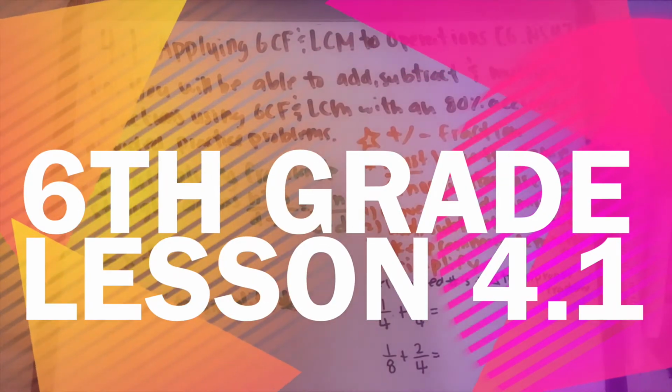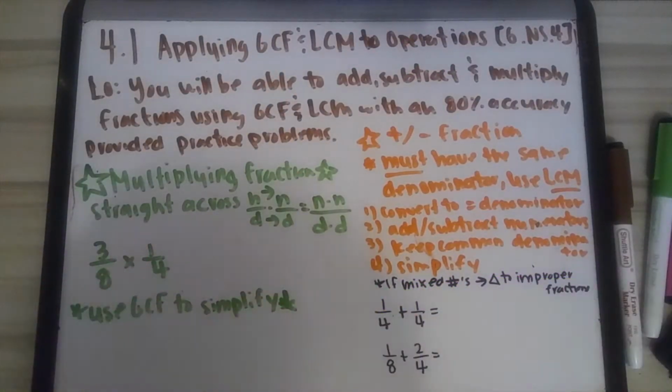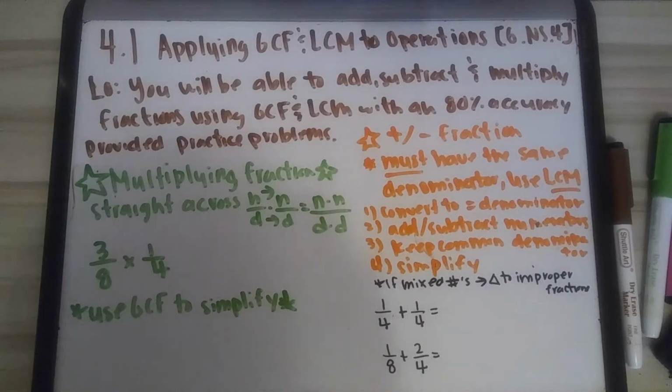Okay guys, this is 4.1, so we're going to apply the greatest common factor and least common multiple to operations. This is our standard, so you will be able to do addition, subtraction, and multiplication of fractions using the greatest common factor and the least common multiple with 80% accuracy, provided practice problems that we're going to give you for homework.